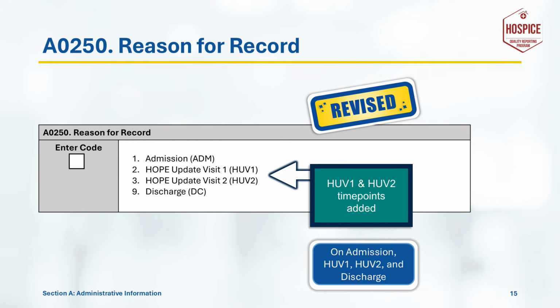This item, reason for record, identifies the record that is being submitted, whether it is the admission, one of the HUVs, or the discharge. This is an item that is currently in use now, but is marked revised only because the options for the 2 new HUV time points have been added.